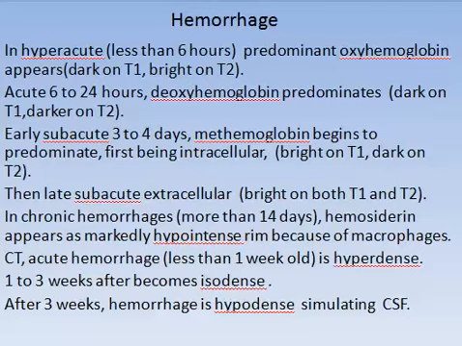On CT, as we have just mentioned, an acute hemorrhage is hyperdense, a subacute may be hypodense, and after 2 to 3 weeks, hemorrhage simulates CSF.